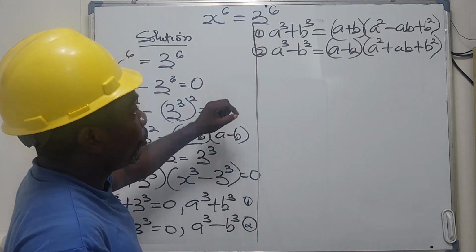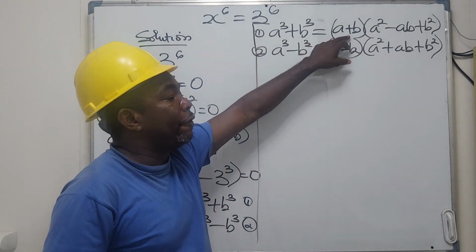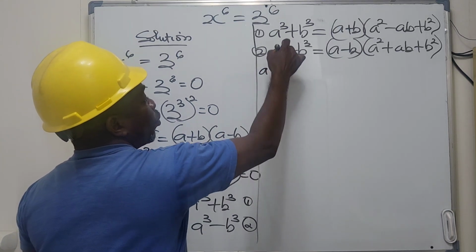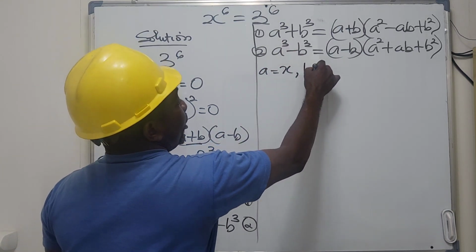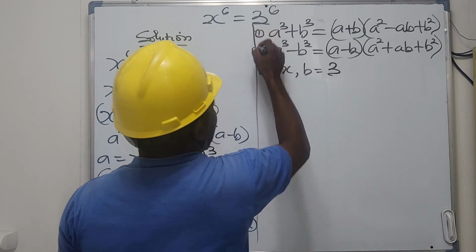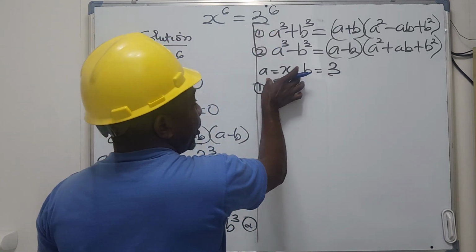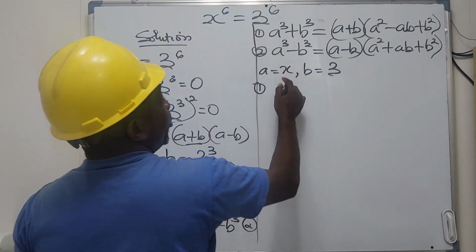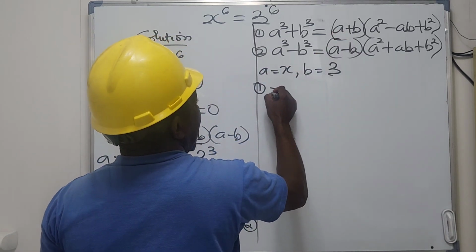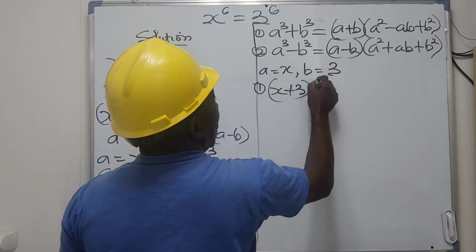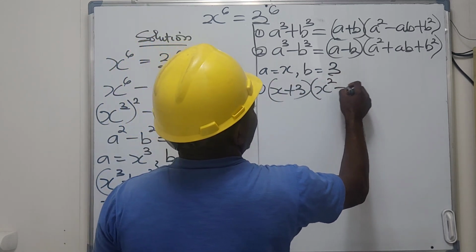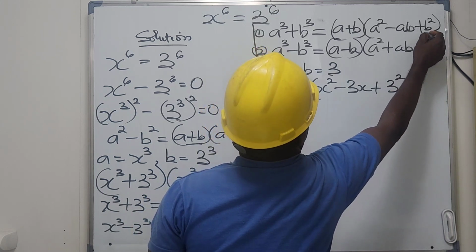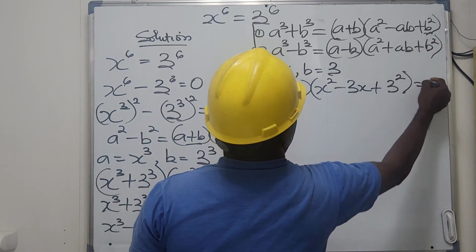So what we are going to do is express the first one in this format. As we said before, our a in that case will become x, then our b will become 3. So taking the first one, we put these parameters into this first equation. So this will become x plus 3 all into x to the power of 2 minus 3x plus 3 to the power of 2, all equals 0.